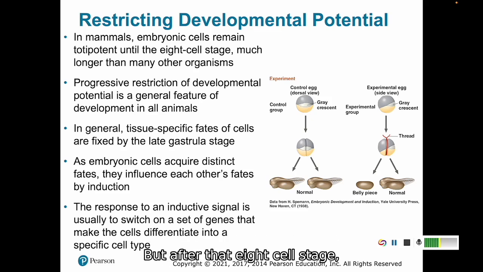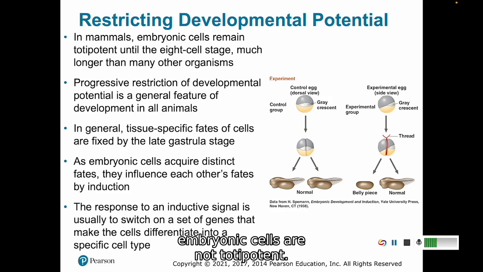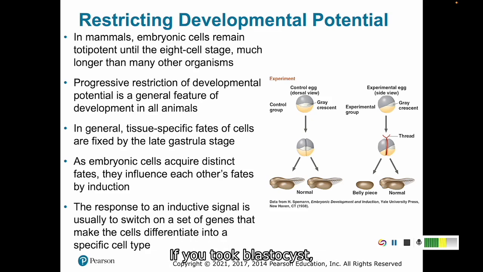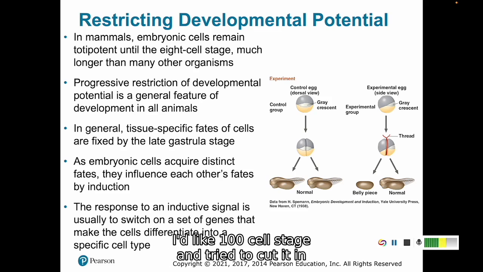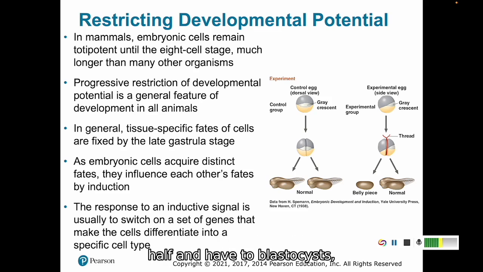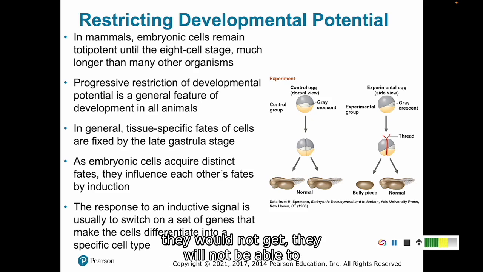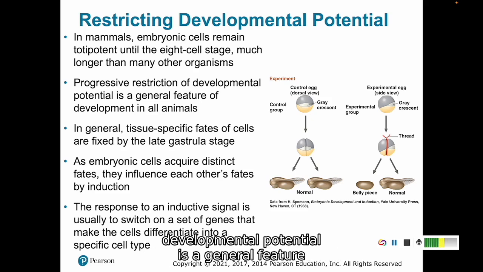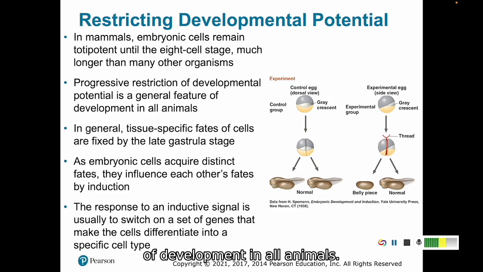But after that 8-cell stage, embryonic cells are not totipotent. They are not able to develop into an entire organism. So if you took a blastocyst at like the 100-cell stage and tried to cut it in half and have 2 blastocysts, they would not be able to develop into an entire organism. A lot of their fate has already been restricted and determined. This progressive restriction of developmental potential is a general feature of development in all animals.